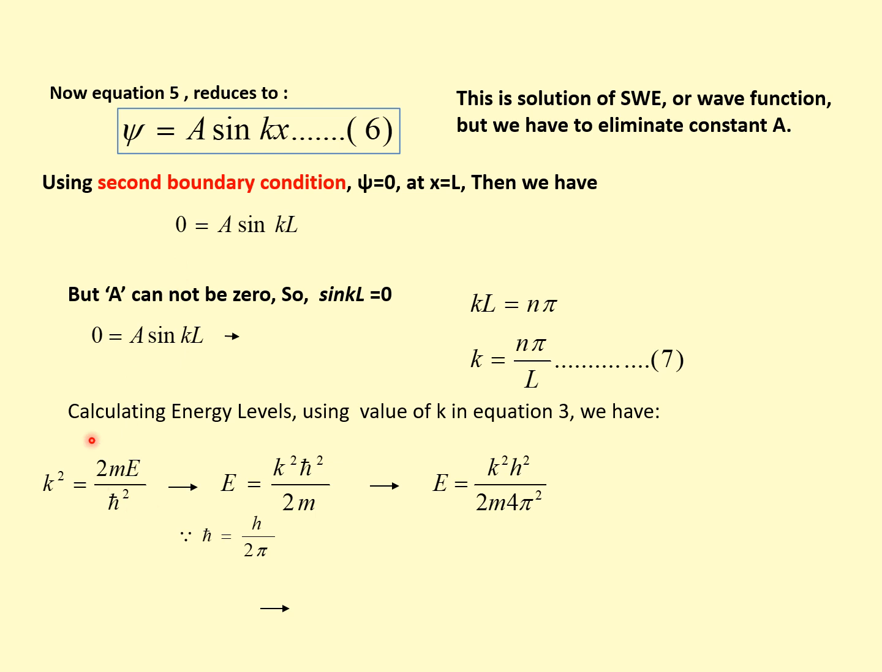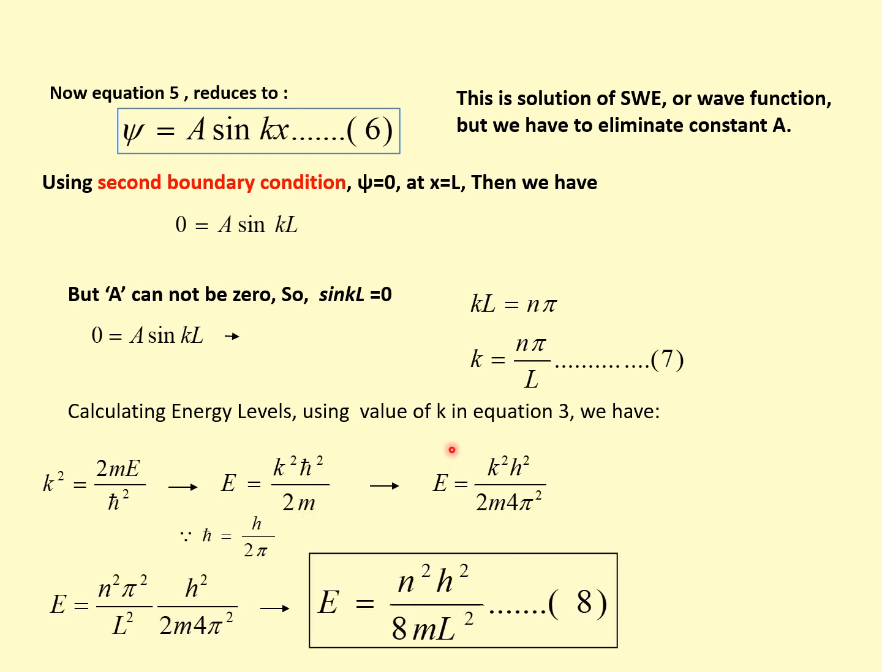We can find the energy levels using the formula k square equal to 2mE by h bar square. So E will be k square h bar square by 2m, or if we put the value of k, n square pi square by L square into h bar square by 2m. If we put h bar as h by 2 pi, then the energy equals n square h square by 8 m L square.